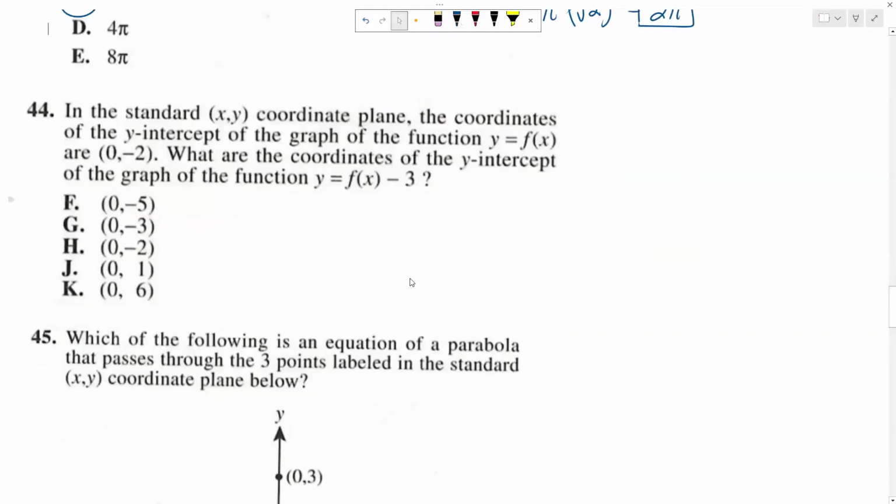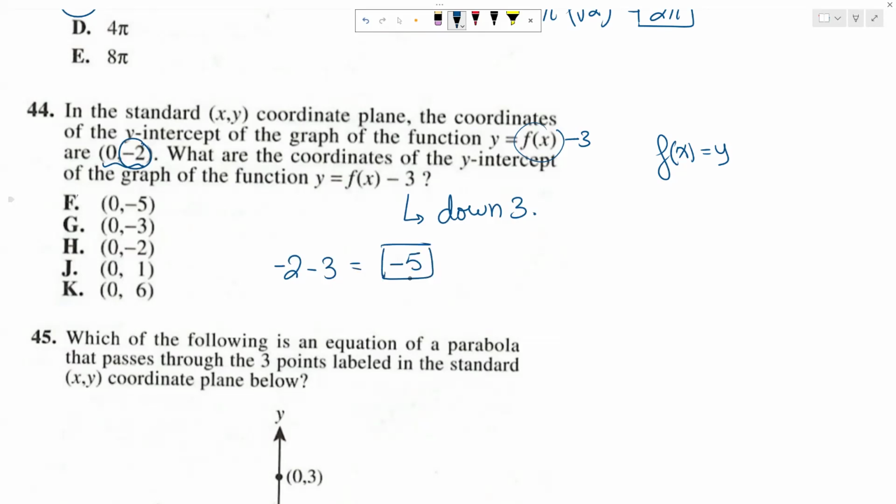In the standard xy coordinate plane, the coordinates of the y-intercept of the graph of the function is this. What are the coordinates of the y-intercept of this function, which is f of x minus 3? What happens if we take this f of x and subtract 3 from it? What kind of change happened? When we subtract from f of x, which is exactly the same as the y, it means we moved down 3. It means we've subtracted 3 from the y. If this is the y coordinate, which is -2, I should subtract 3 from it because it went down. So the new y would become -5, and it would still have the x as 0 because it's a y-intercept.